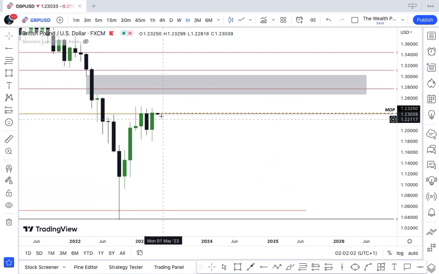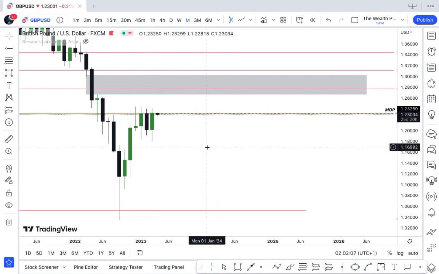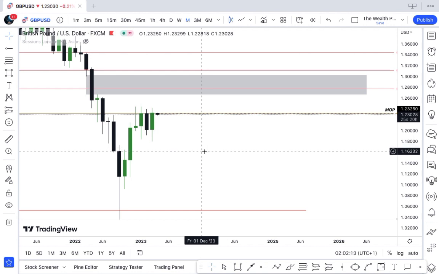So now we have our monthly opening price, which is going to serve as a point of reference for what price is currently doing, because above it is what? Premium, and below it is what? Discount. So above it we're going to be looking to sell more, and below it we're going to be looking to buy more.